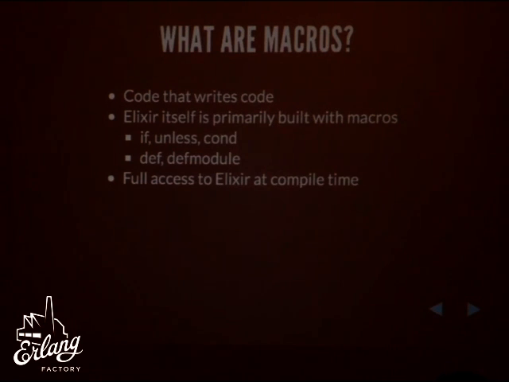So a lot of keywords in the language, like unless, cond, def module, these themselves are macros in Elixir that are doing some code generation. So it's really neat that Elixir itself is leveraging macros at compile time. And you also find out that we have full access to Elixir, the language, at compile time. And to me, this is a really neat concept. So it's not this extra special half baked in feature of the language. It's full Elixir at compile time to generate our Elixir code.